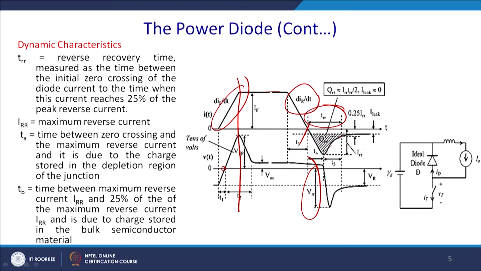So, let us get familiar with a few terms. TRR is the reverse recovery time, measured as the time between the initial zero crossing of the diode current to the time when this current reaches 20% of the peak reverse current, and that is assumed to be basically the leakage current of the diode. And IRR is the maximum reverse current, that will also be specified in the data sheet, we will show it. And TRR is a fundamental measured parameter of the diode for different applications.